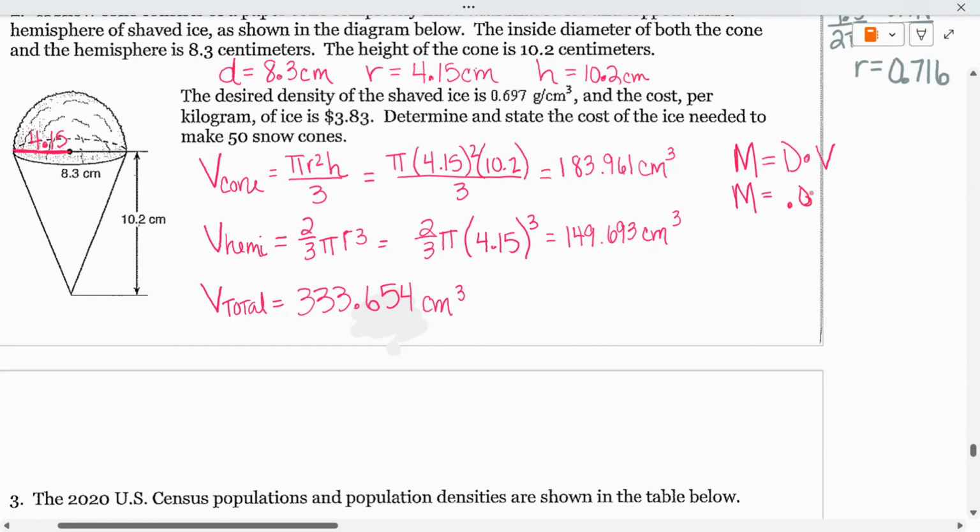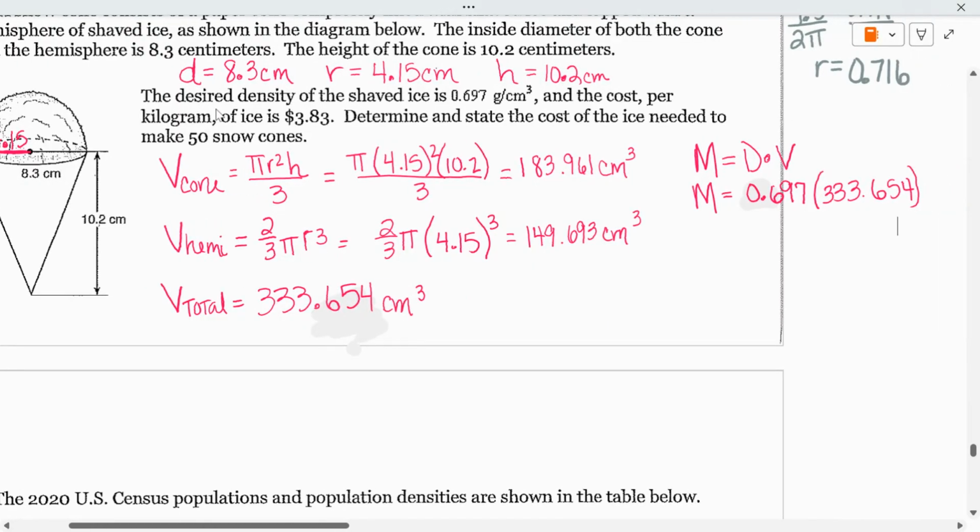0.0, no, it's 0. Sorry. I'm not erasing, it's just easier to color it in white. 0.697 times 333.654. So what do you get for that? What is the mass? What is it?